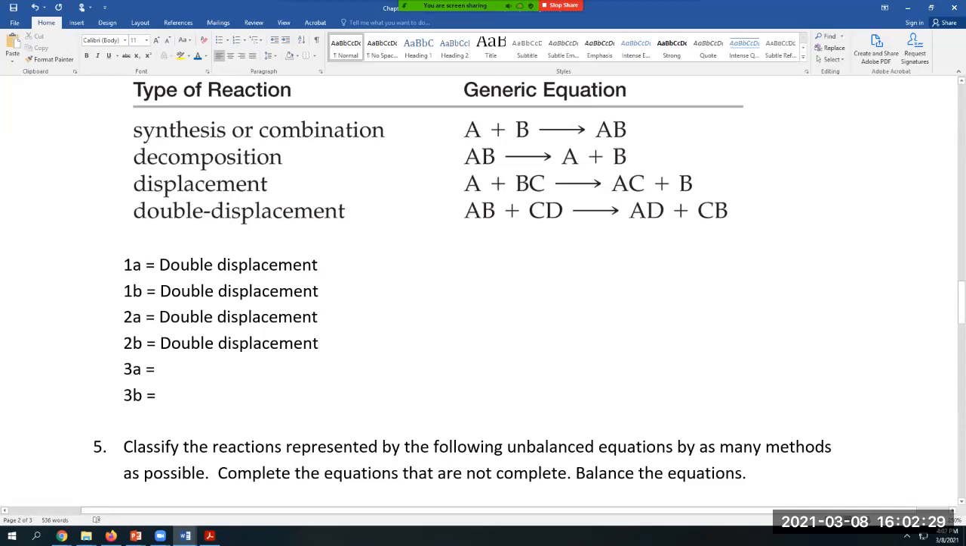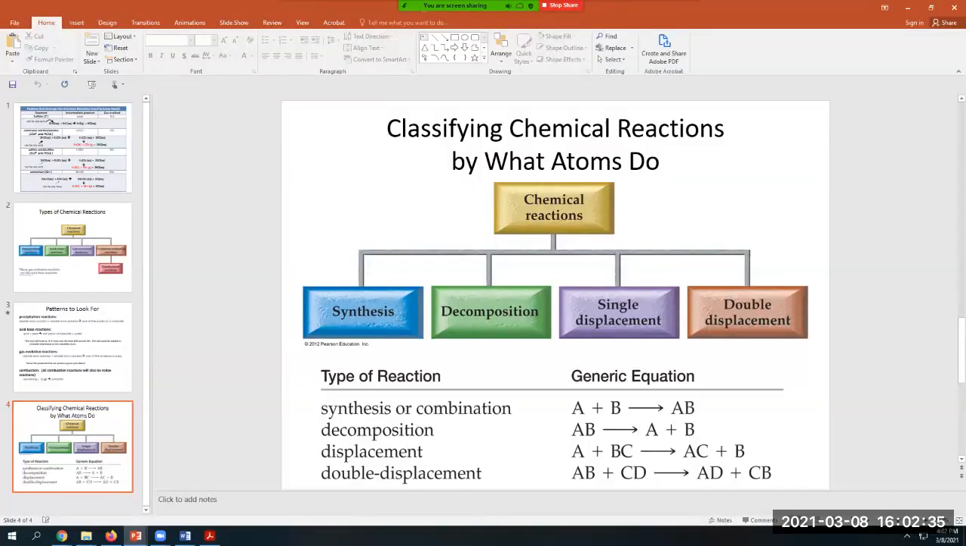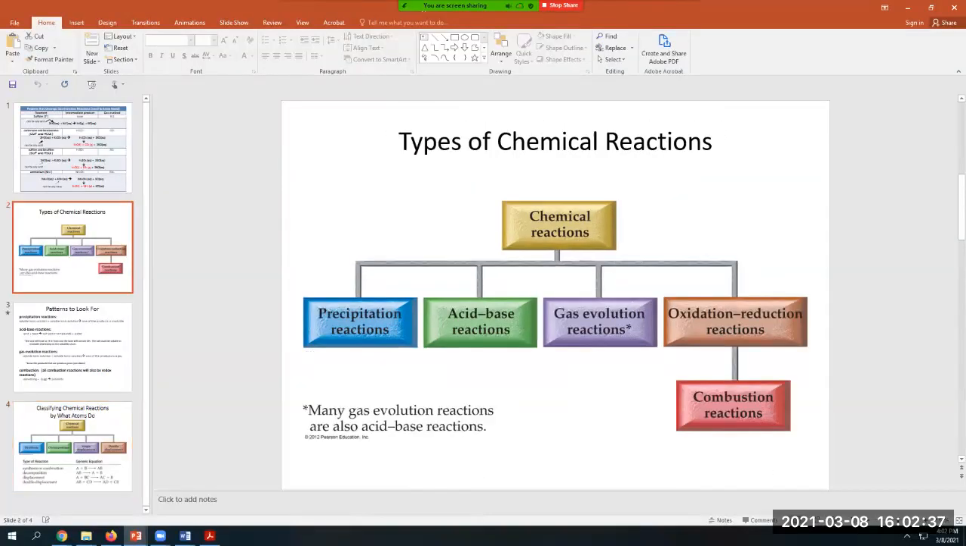So I want to emphasize that. All the reactions that are precipitation reactions, acid-base reactions, and gas evolution reactions, these three are always double displacement reactions. You should expect that they will always be double displacement reactions. And that's actually how we find the formulas of the products. So these three will be double displacement reactions.